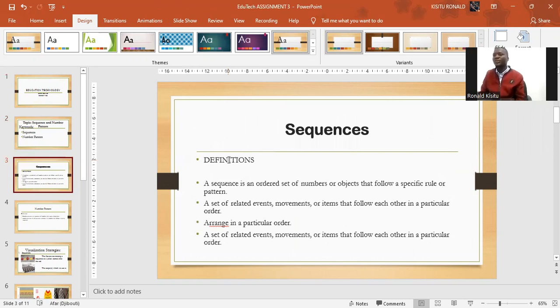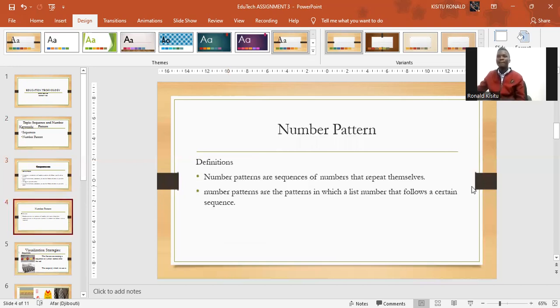Definitions. A sequence. Someone can define a sequence as an ordered set of numbers or objects that follow a specific rule or pattern. Another one can say a set of related events, movements, or items that follow each other in a particular order. Or a sequence is something arranged in a particular order.